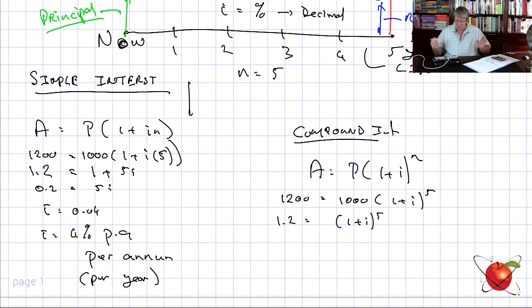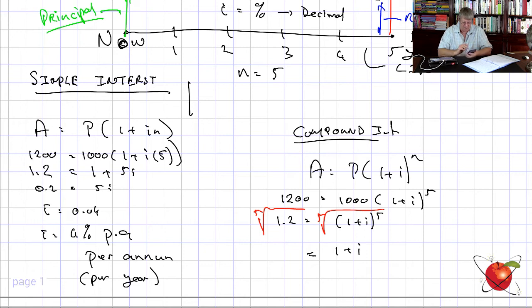Oh dear, what do I do now? Remember from our surds, what do we do? We take the 5th root of both sides. Because if I take the 5th root of both sides, or the nth root, depending on how many years you've got, that's just because it's 5 years. If it was 4, I take the 4th root. Okay, so I take the 5th root. That is going to leave me with 1 plus i, isn't it?